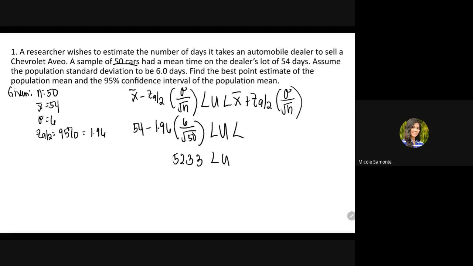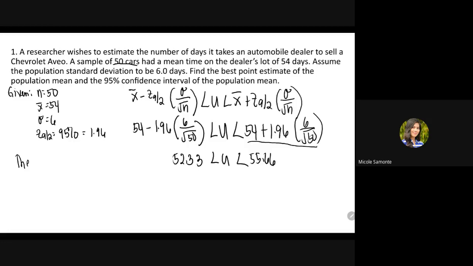Pa-check ako kung tama. So 54 plus 1.96 times 6 over square root of 50. Ito naman ay less than 55.66. At kinompute natin yung 54 plus 1.96 multiplied by 6 over square root of 50, ang lalabas dyan ay 55.66. Pero hindi yan natatapos yung sagot. Kailangan mong sagutin yung tanong.